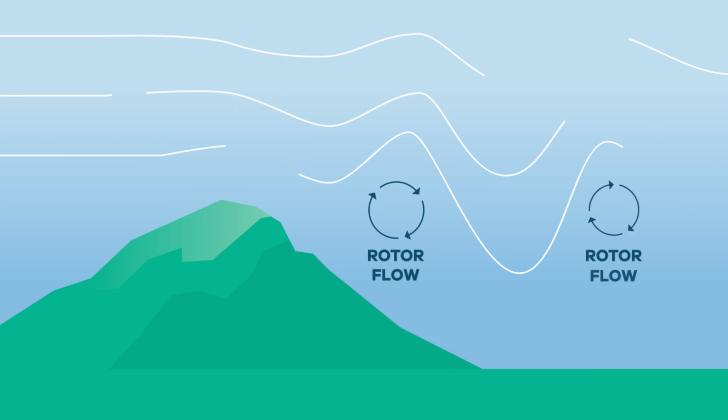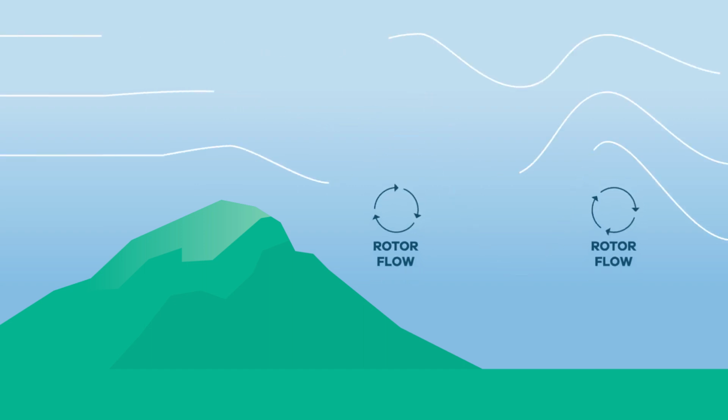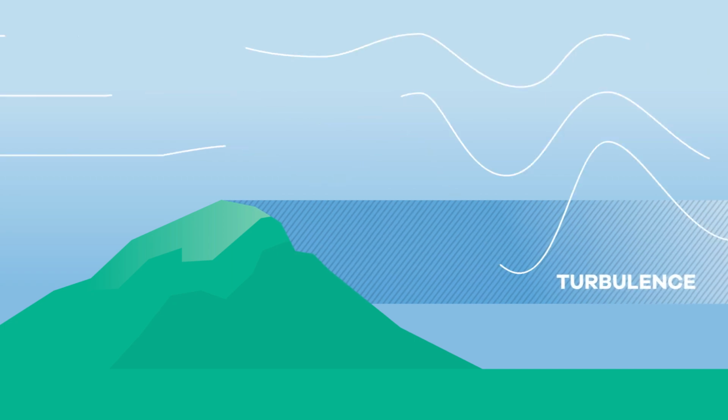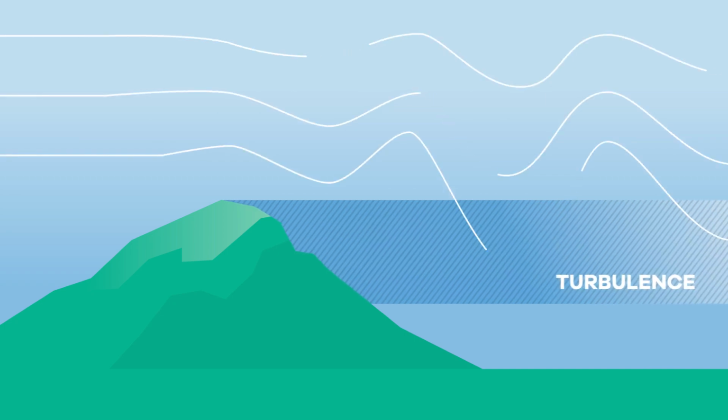Below these waves, significant rotor flows can develop and turbulence is common, with the most significant action from about the altitude of the mountain ridge crests to halfway between the crests and the mountain chain base.